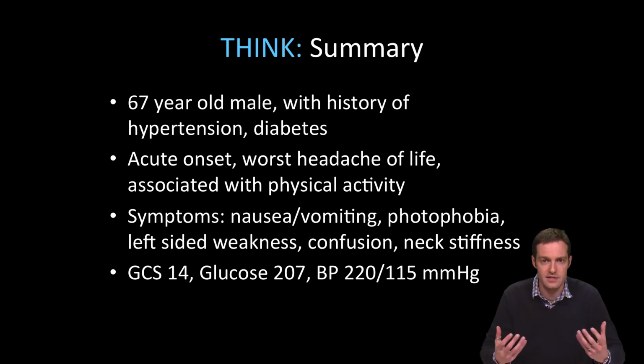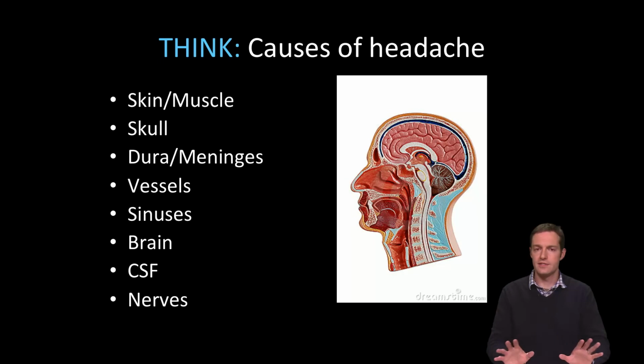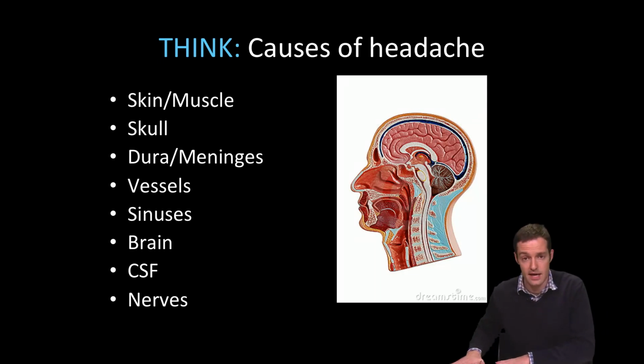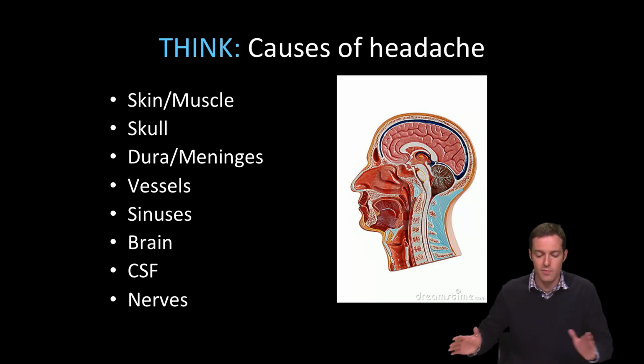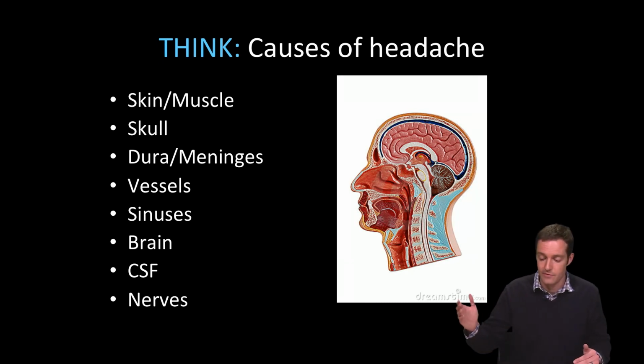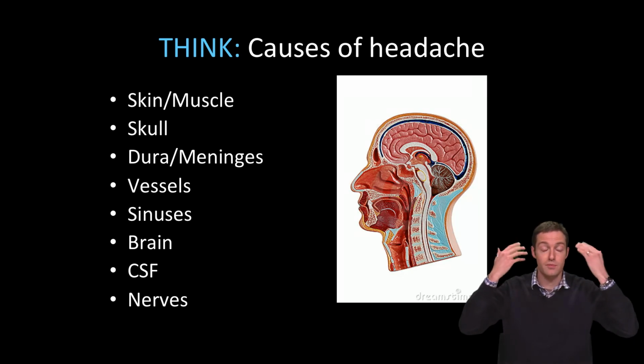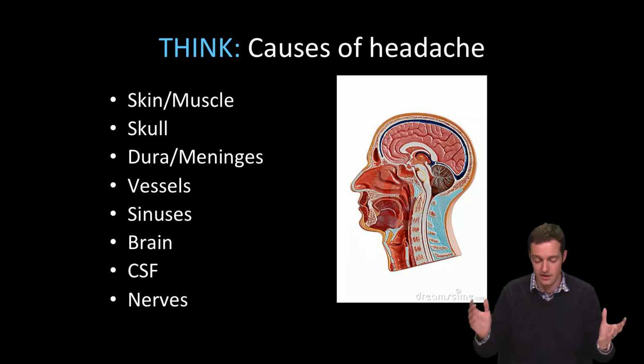So start thinking about the differential at this point. Again, headaches are difficult. There's lots of things that can cause headaches. Most headaches are benign, but there's certain dangerous headaches out there, and the dangerous ones can injure the brain. So even though they're uncommon, if you miss them, it's potentially devastating. So there's multiple potential causes of headaches from the outside in: skin, muscle, skull, the meninges, dura surrounding the brain itself. You have blood vessels, sinuses that can cause pain. You have problems with the cerebrospinal fluid and problems with the nerves.